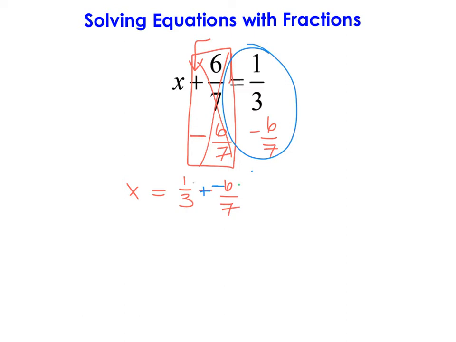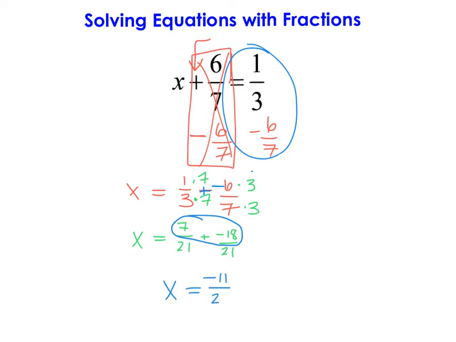So I'm going to start by multiplying this first fraction by 7 and this second fraction by 3, because I'm going to get a common denominator of 21. So I end up with x equals 7/21 plus negative 18/21. So I've found common denominators, and now I can solve these. And to solve them, I add the numerators, but I leave the denominators alone. So I have x equals, that becomes negative 11/21.